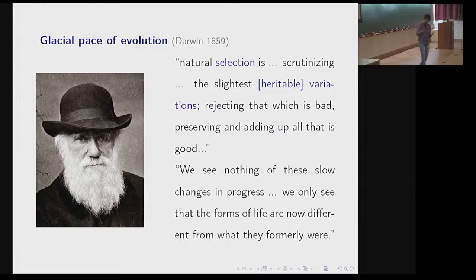And in Darwin's words, therefore, natural selection is scrutinizing the slightest heritable variations, rejecting that which is bad, preserving and adding up all that is good. So that's basically the crux of what evolution is.